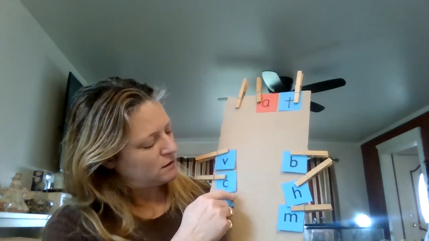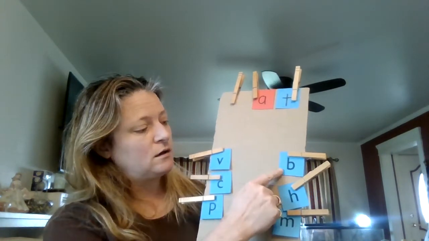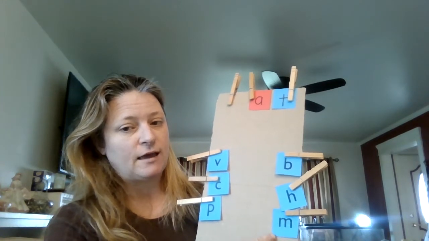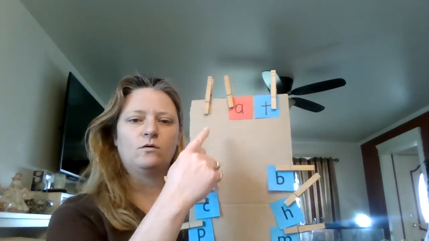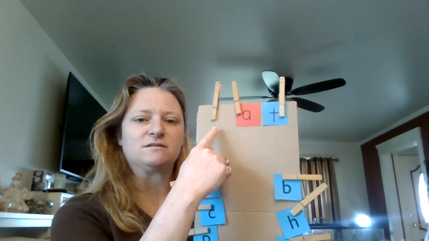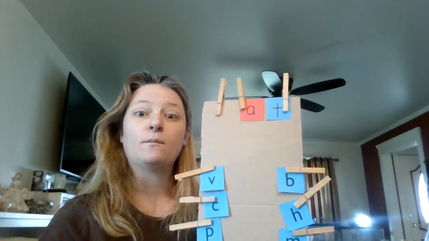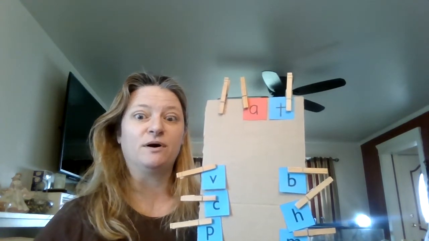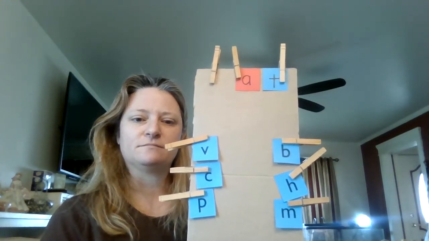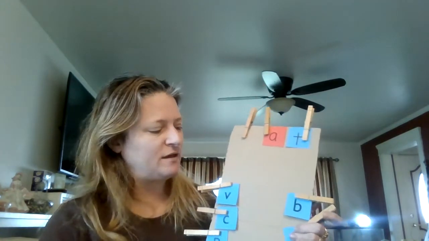We have a V, a C, P, B, H, and an M. What was our word again? Bat. Right, bat. What's the first sound in bat? Good job. It is B. What letter makes the B sound? Yes, it is our B.